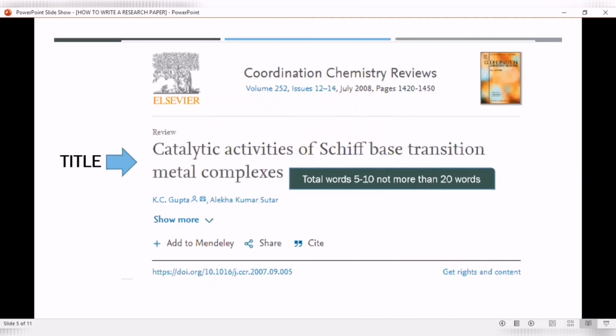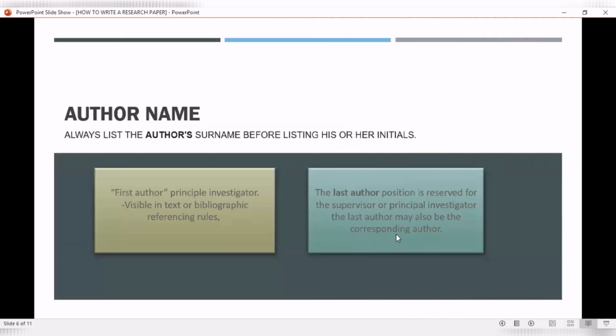This is a second example. This is a title of a review paper. As you can see, the total word count for this title is between 5 to 10, not more than 20 words. So you must be careful about this.